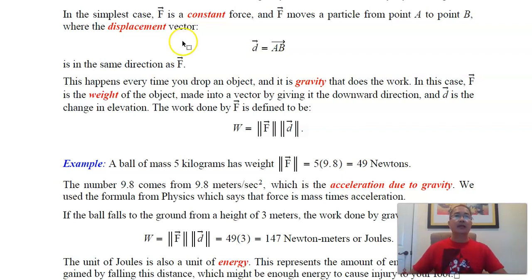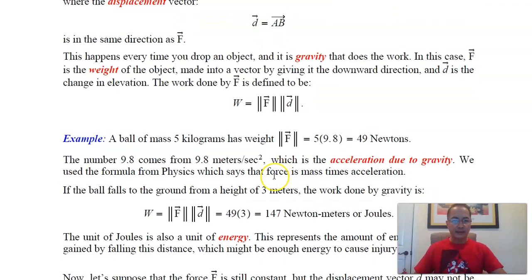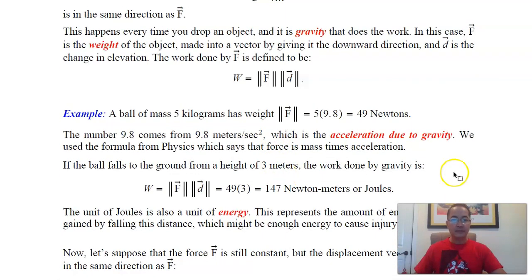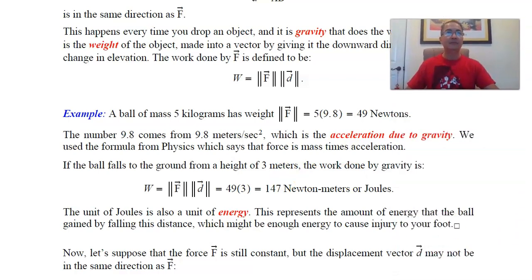Okay, so in this case, a physicist will tell you that the definition of the work is the magnitude of the force multiplied by the magnitude of the displacement vector. In plain English, this is how far the object moved. It's the distance from point A to point B. Okay, so here is a relatively simple example.